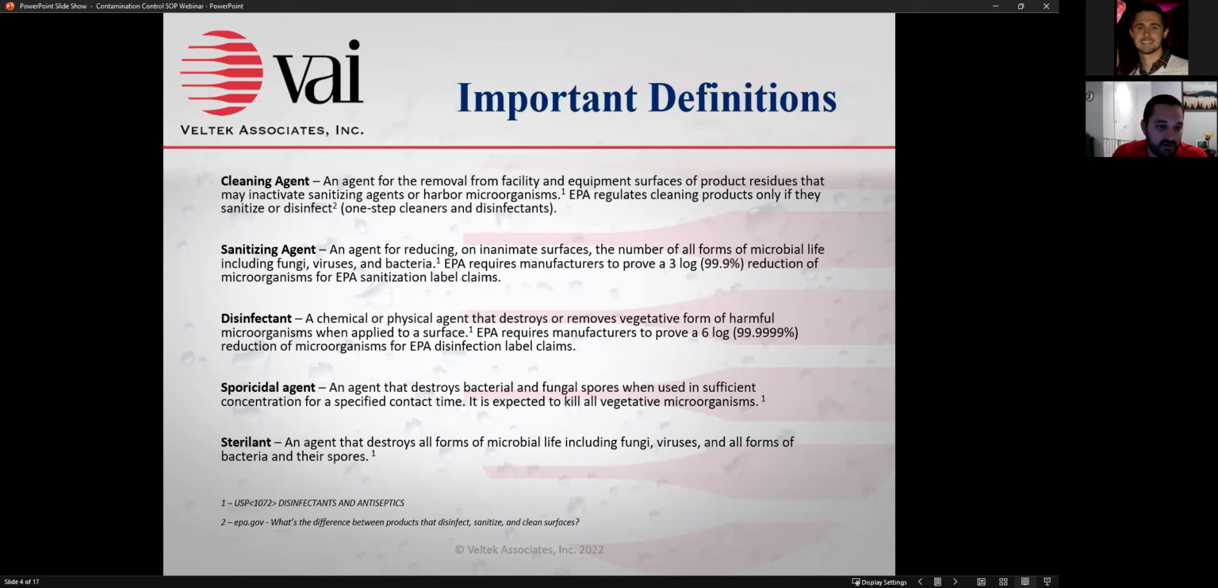The first one I have on here is a cleaning agent. People ask, is this a cleaner? Does it have a surfactant? Is it something along those lines? As far as the definitions I have on here, they are all from USP 1072.